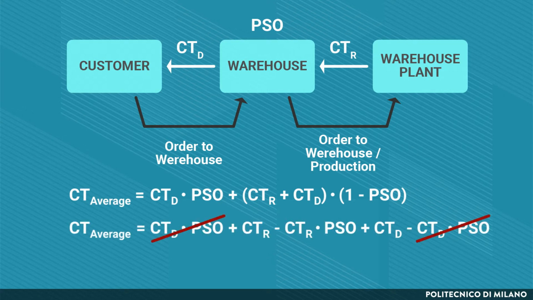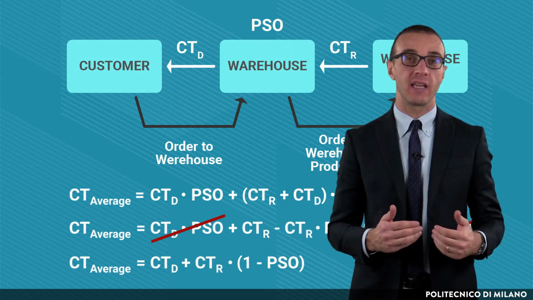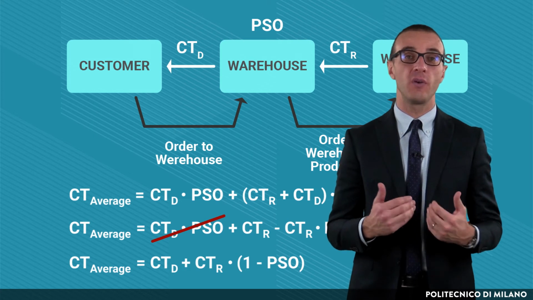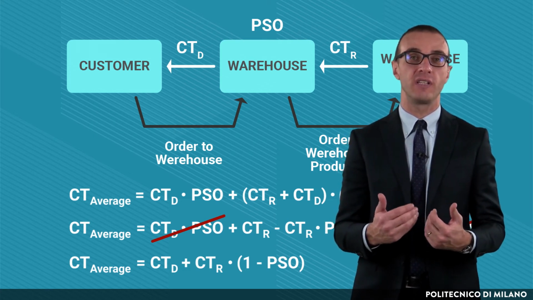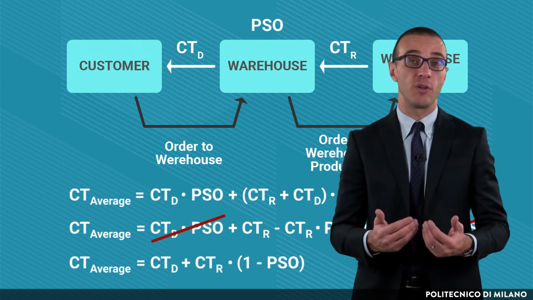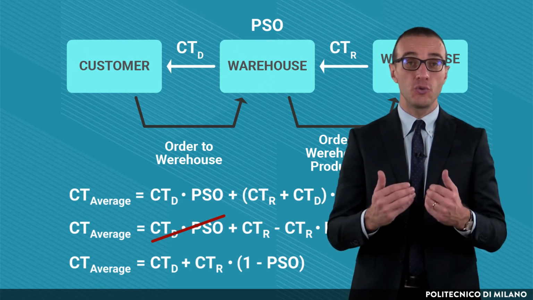Simplifying the formula, the average value of the cycle time results to be the sum of the delivery cycle time and the replenishment cycle time multiplied by the probability to have a stockout. The obtained formula can be also explained considering that, for sure, the customer will wait at least a period equal to the delivery cycle time. In addition, there is the possibility, which is equal to the probability to have a stockout, to wait also for the replenishment cycle time.